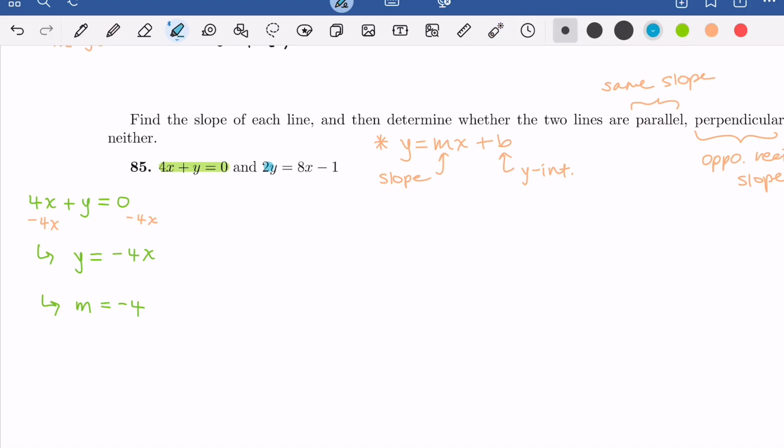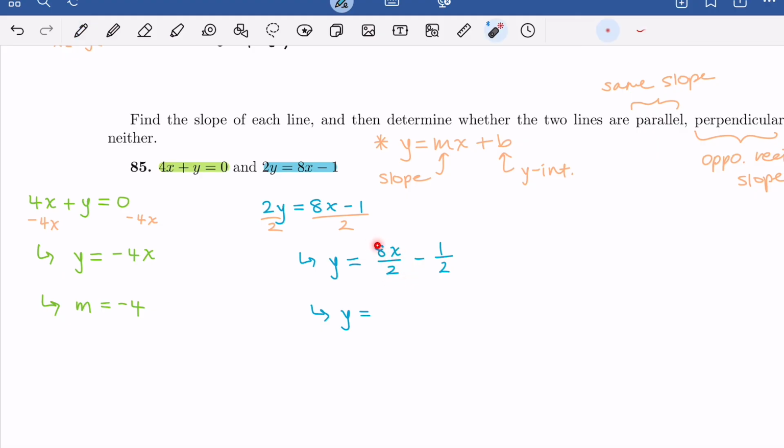For our second one, we have 2y is equal to 8x minus 1. And we want to do the same thing. We want to get y completely isolated. So to do that, we're going to divide by 2 on both sides of our equation. This is going to give us y by itself. And then over here, this 2 is dividing both of these terms. So it's going to be 8x divided by 2 and negative 1 divided by 2. Now we can simplify this a little bit further. 8x divided by 2, we can simplify these values. That's going to give us 4 times x, and then we still have this minus 1/2 there.